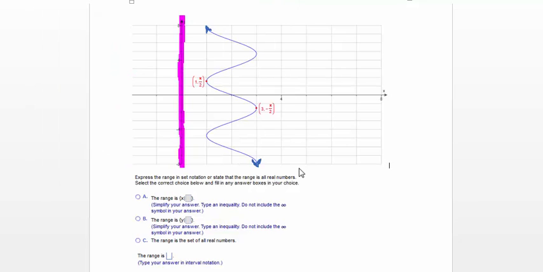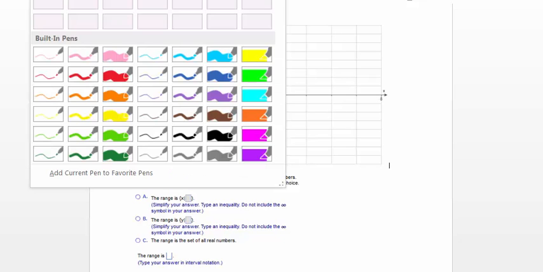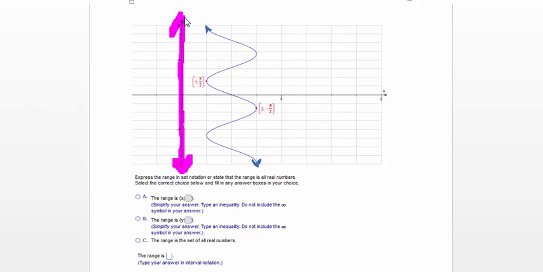for all y's in the negative direction and in the positive direction, all possible y values are achieved by this graph. So no matter what y I pick out of the set of real numbers, there's going to be a point on this graph, as long as I extend it far enough, that has that y as its y coordinate.